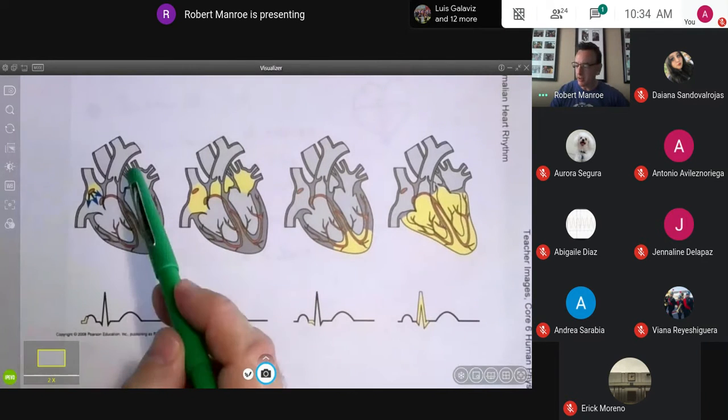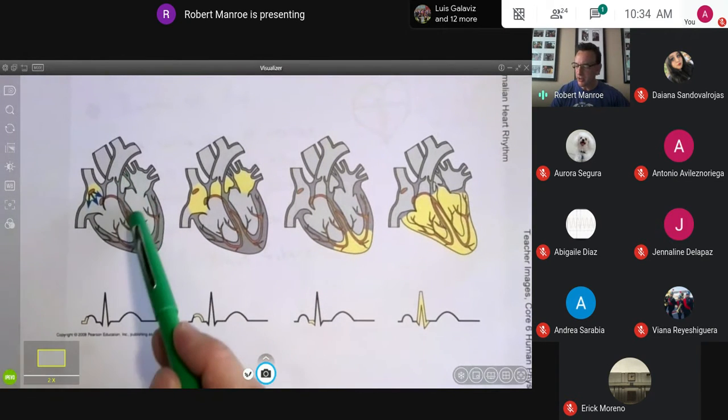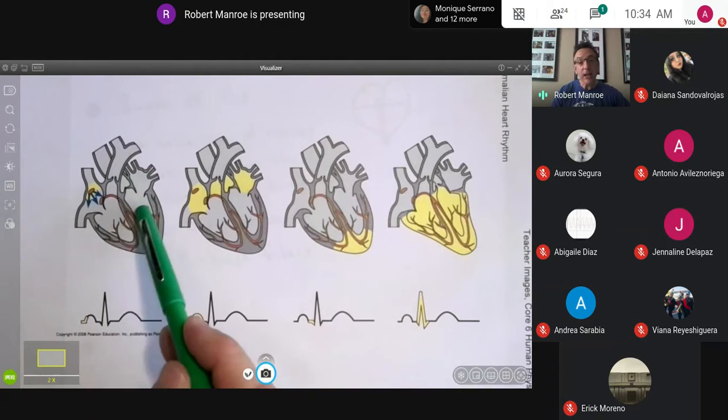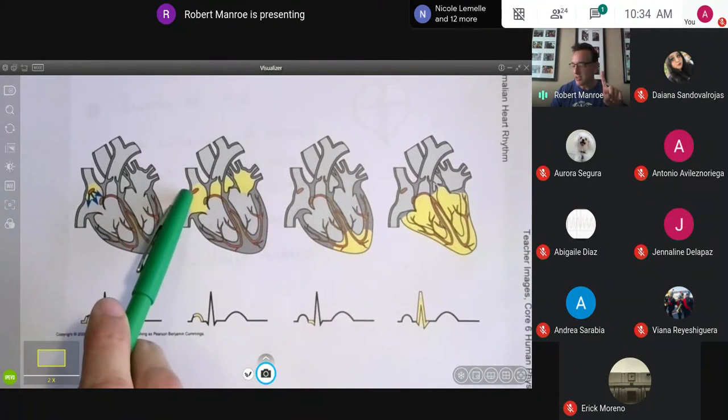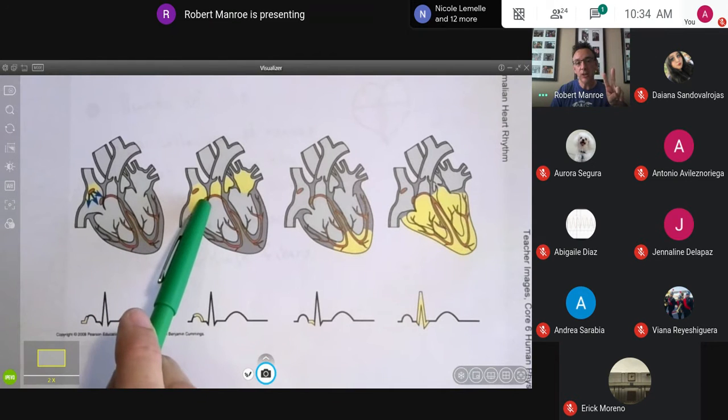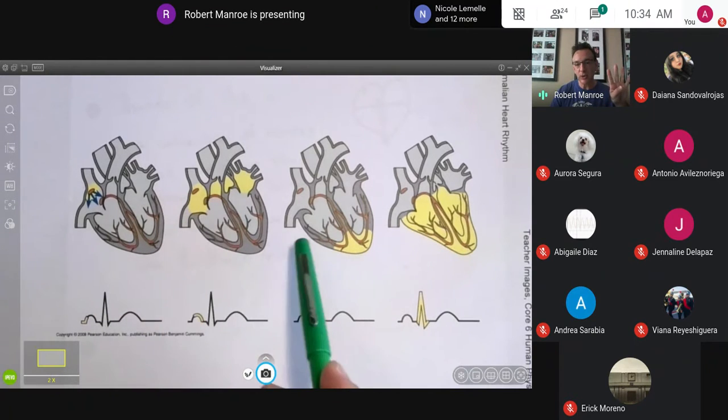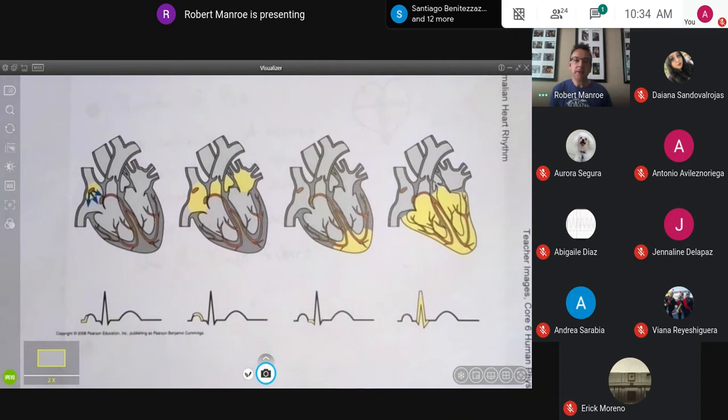And so here are your atria. Here are your ventricles, and the contraction of those chambers is all controlled by four things: your SA node, your AV node, your bundle of His, and your Purkinje fibers. And all of this is tracked by what's called an electrocardiogram, which is called an EKG or an ECG. You ever heard of an EKG?